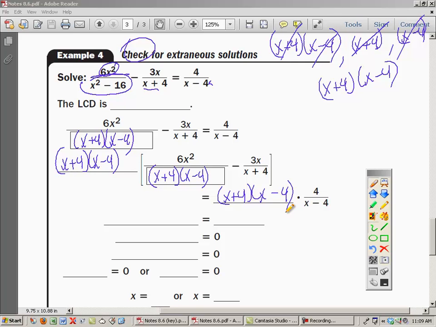The right side's pretty easy. The x minus 4 cancels with the x minus 4. I end up with 4 times x plus 4, because again the minus 4 factor is going to cancel out there.